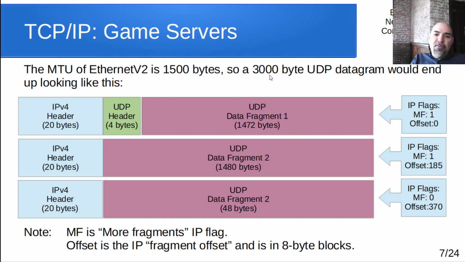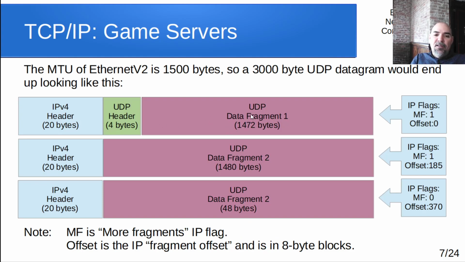So if we take a 3,000 byte UDP datagram and we want to send it, that won't all fit into one Ethernet packet. So IP has to divide it up into smaller fragments. The way it does that is it adds the IP header on the front. Here's the UDP header, or 4 bytes of that. Actually, that should be 8 bytes. This is wrong. That should be 8.